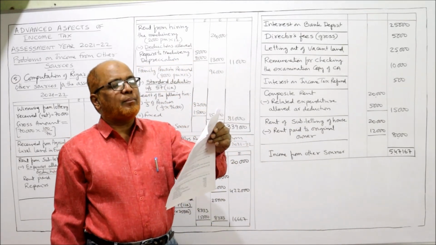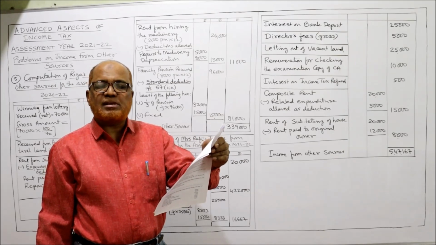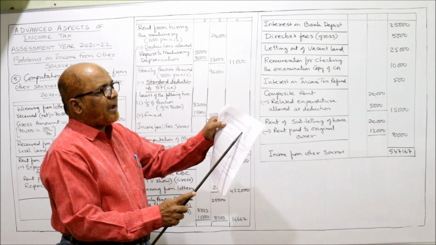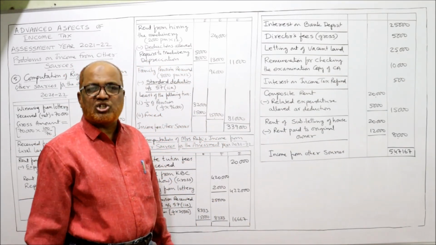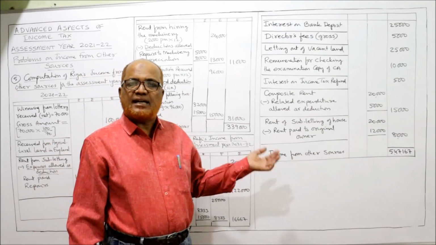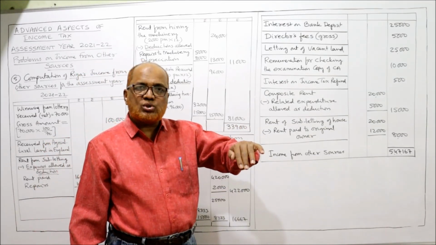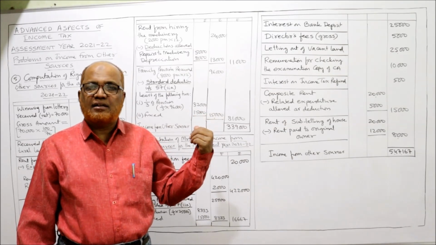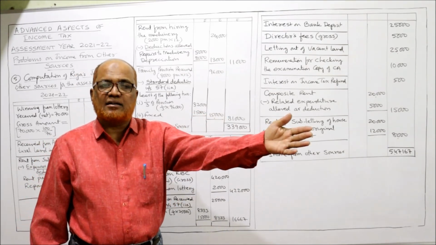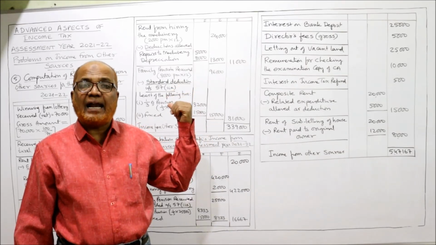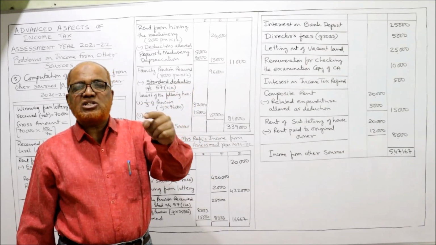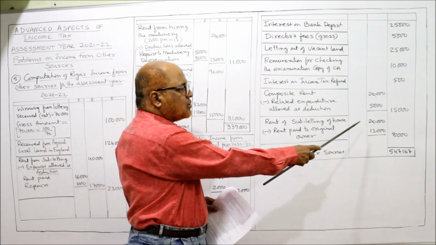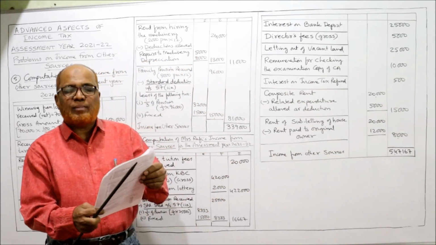Next comes rent from subletting of house. So rent from subletting a house is taxable under income from other sources. Rent from subletting the house is 20,000 and rent paid to the original owner is allowed as deduction. The SSC is a tenant. She has given that house to some other person, subletting. So she is getting the rent and also she is paying the rent. She is getting the rent from her tenant and she is paying the rent to the landlord, the owner. So whatever rent she has paid to the original owner will be allowed as deduction. So 20,000 minus 12,000, 8,000 rupees is the taxable amount.